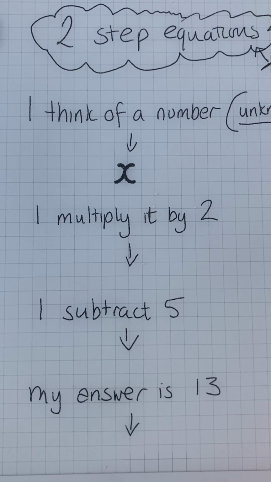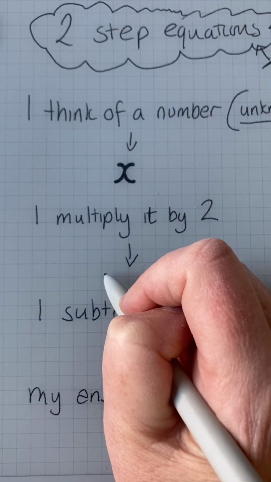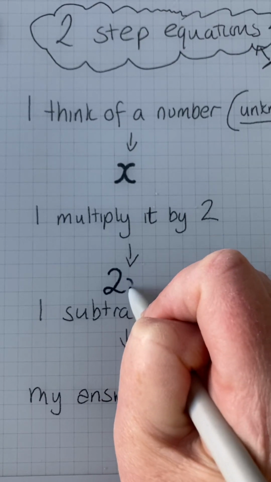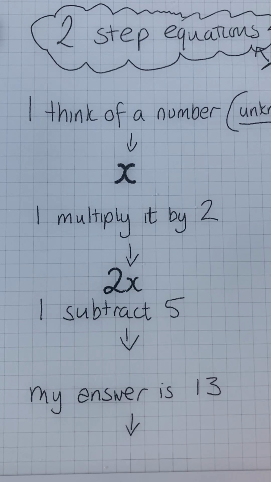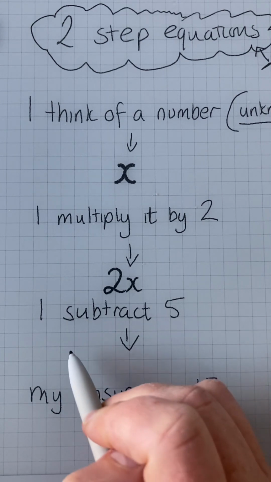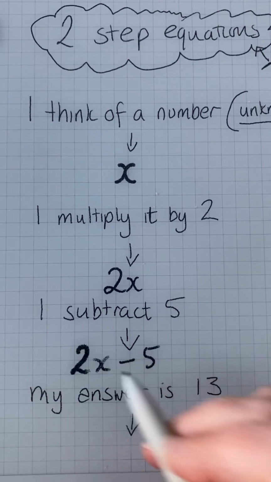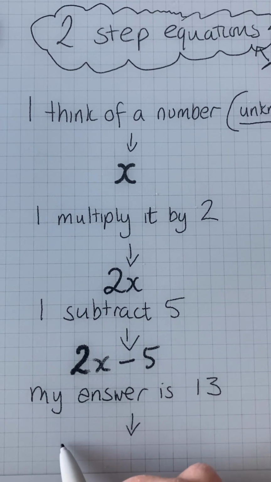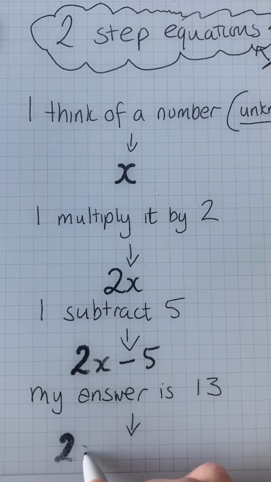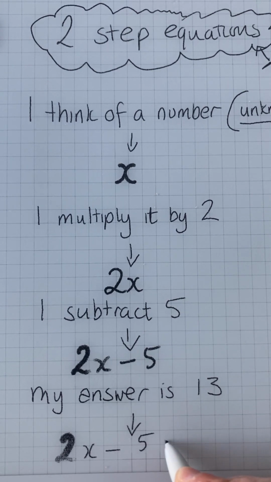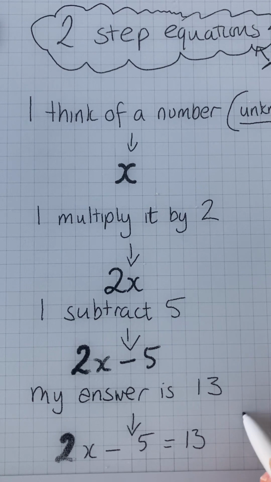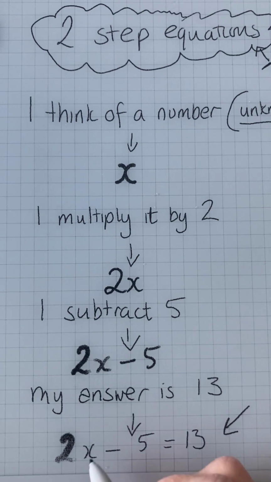If I multiply that number by 2 as an algebraic equation, it's going to be written as 2x, because we know that means 2 times x. If I then subtract 5, that is going to be written as 2x take away 5. And if I know the answer is 13, my algebraic equation is going to be 2x minus 5 equals 13. Now, as soon as I get to this step, I know that I can solve that equation. I've got the steps to solve that equation. I can find out what x is.